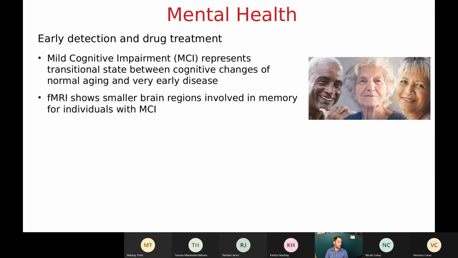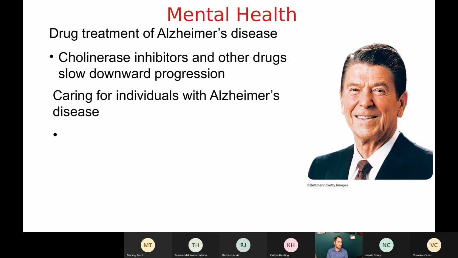So early detection, doing things like fMRIs, can really help. And it's hard to see. Mild cognitive impairment is that transitional state between cognitive changes of normal aging and then the early stages of disease. So it can be hard for, say, family members to recognize that this person's symptoms are not just aging. This might be a sign of dementia, or this might be a sign of Alzheimer's or something like that. It can be really difficult. So doing more preventative medicine, getting checked, being aware of these things can be very helpful to slow the effects of these diseases. So there's a lot of different drugs for Alzheimer's.